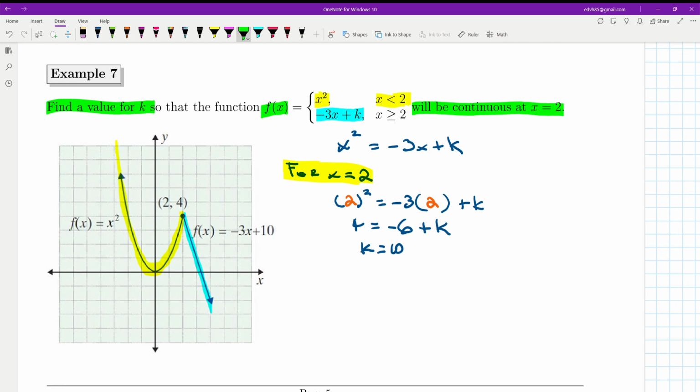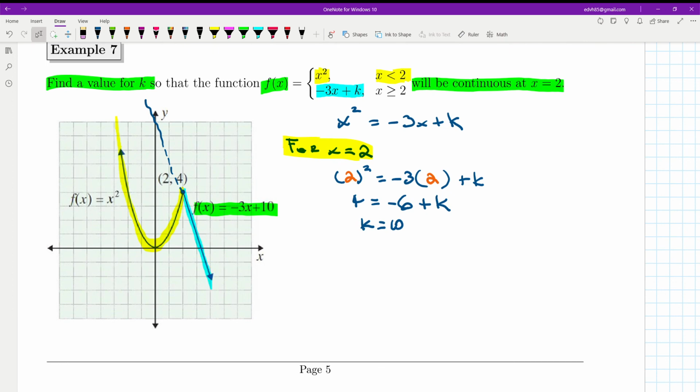So if the function is f of x equals negative 3x plus 10, with y-intercept at 10, that is what makes this piecewise function continuous. For example, if k were 9, this line would have been shifted down 1 unit and we would have a jump discontinuity, and the function would not be continuous. This is a very classical problem in calculus, in continuity.